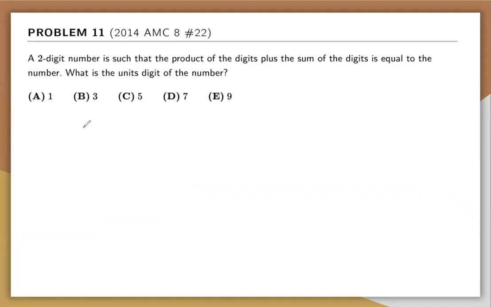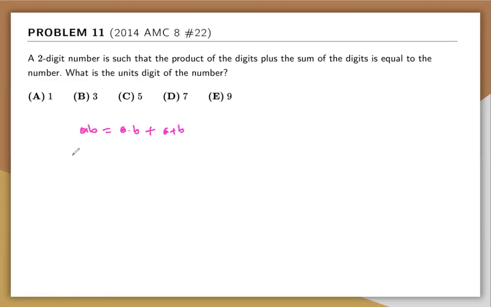So we are given a two-digit number. I'm going to say this is AB. When you say AB, that usually means A times B, but in this case, that's AB as a two-digit number. That is equal to the product of the digits plus the sum of the digits, which means A plus B plus A times B has to equal the two-digit AB. Again, this is not A times B, this is a two-digit number.